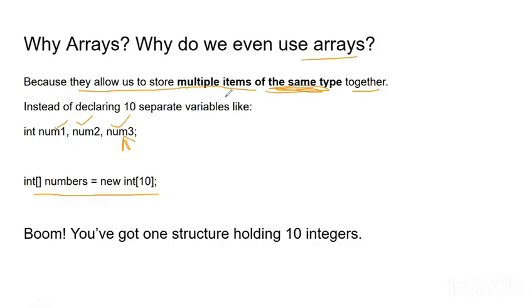They are useful when you have multiple items of the same data type to be held together. So this can be multiple strings stored in an array, or multiple integers stored in an array. Now let's say here there are only 3 integers, but imagine if you need 10,000 integers to be stored, then you cannot declare them one by one, one after the other. You will have to use an array instead. So boom, you've got one data structure that will hold 10 integers, 10,000 integers, a million integers, and so forth.